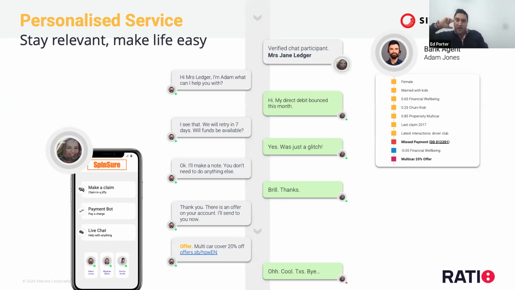And in this example here, Jane, she's got an issue with a direct debit. No problem at all. It was just a glitch. Cool, thanks very much. Anything else? No. What that agent's got the ability to see, and he doesn't have to see all of it, actually, you could just have the next best offer. He's able to say, well, actually, just before you go, we wanted to make you an offer of the 20% discount on the multi-car product, which is great.